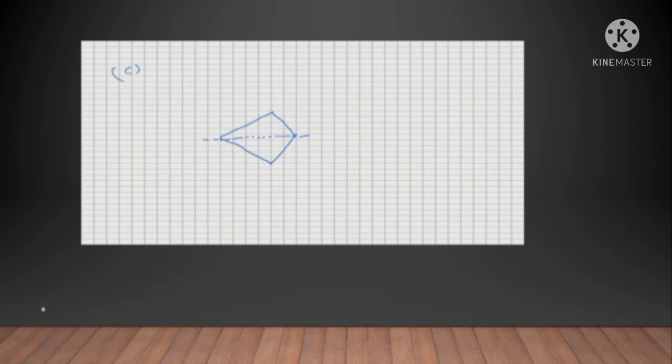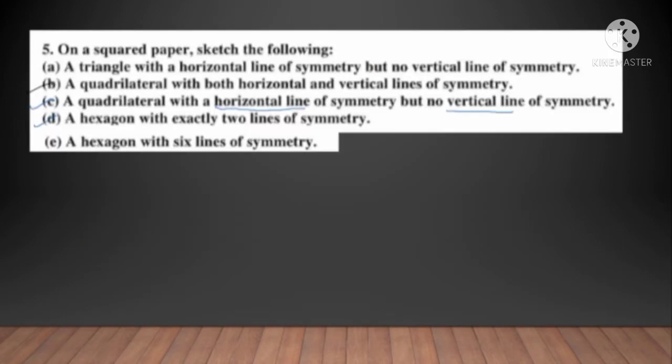So this is the answer for subdivision C. Next, fourth subdivision, a hexagon with exactly two lines of symmetry. So we have to draw a hexagon. Hexagon means how many sides? 6 sides. Okay, so we have to draw a hexagon with two lines of symmetry.